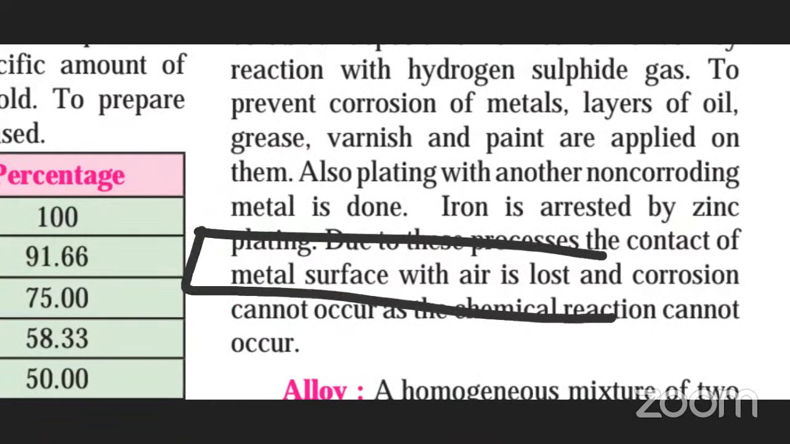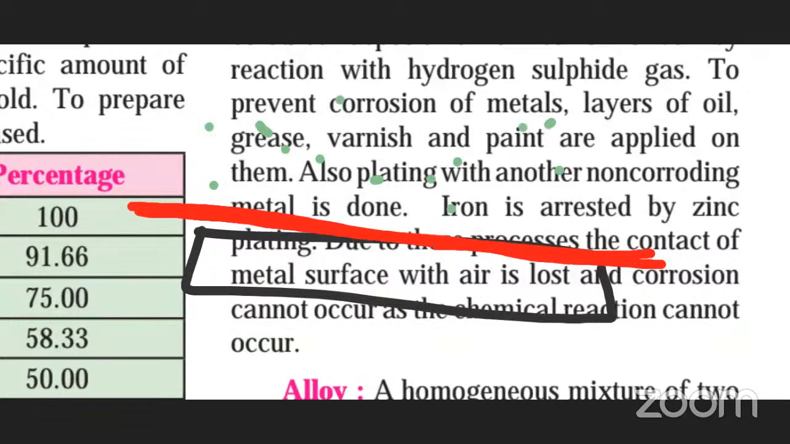Suppose this is the iron article. What is done is paint is applied on the iron article. When paint is applied on the iron article, what will happen? It will not directly come in contact with the air. If it is not coming directly in contact with the air, the reaction will not take place. No reaction will take place because iron is not in direct contact with the air. In this way, the iron article can be protected from corrosion.